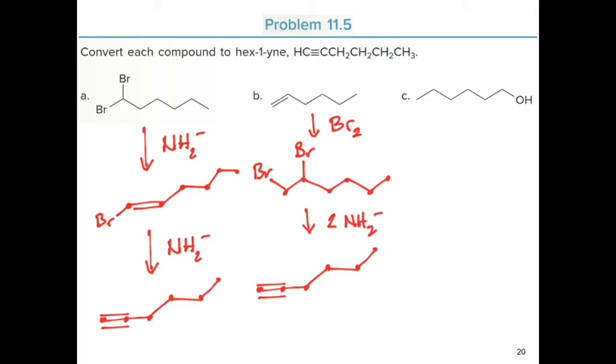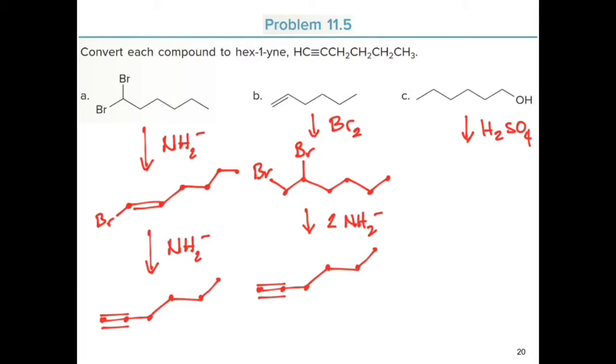And so in order to convert this into an alkyne, the first thing that we want to do here is to convert this alcohol into an alkene. And so we're going to dehydrate this alcohol using strong acids, such as sulfuric acid. And this basically turns the bad leaving group, which is the hydroxyl group, into a good leaving group, which is water.